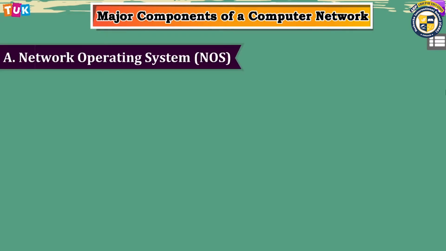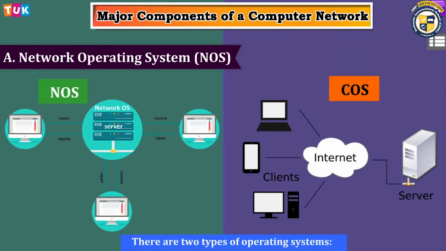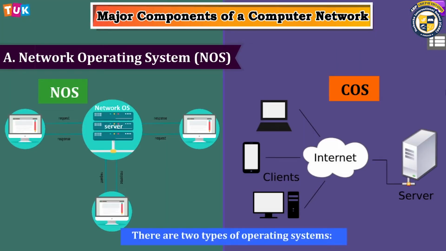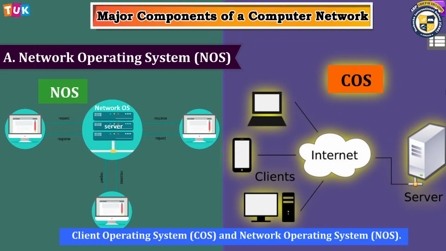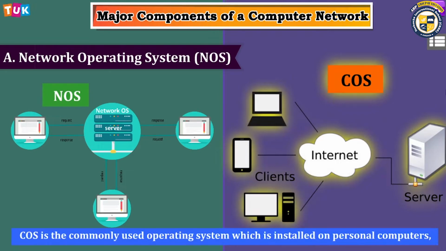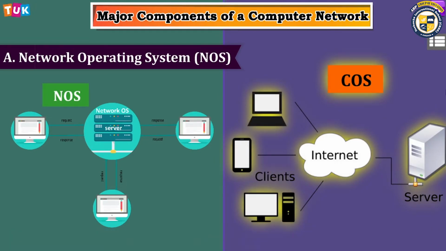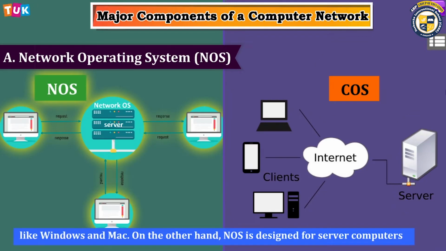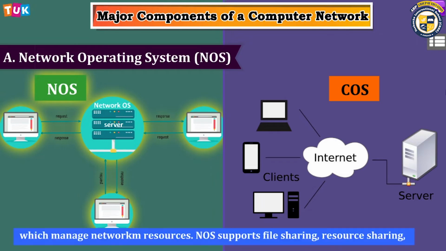Major components of a computer network. Network Operating System (NOS). There are two types of operating systems: Client Operating System (COS) and Network Operating System (NOS). COS is a commonly used operating system which is installed on personal computers like Windows and Mac. On the other hand, NOS is designed for server computers which manage network resources.